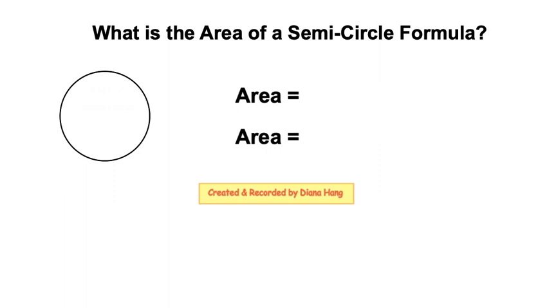In this video tutorial, we're going to talk about the area of a semicircle. So here we have a circle. So a semicircle is just being represented like this.